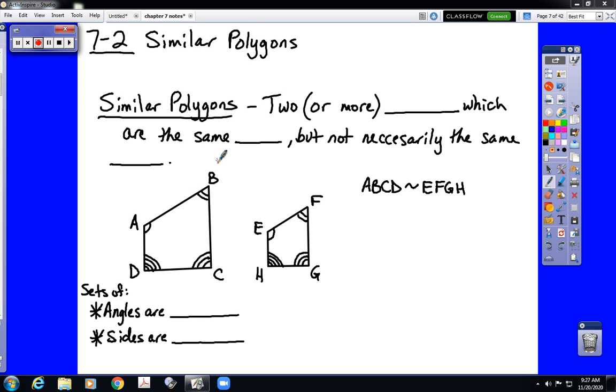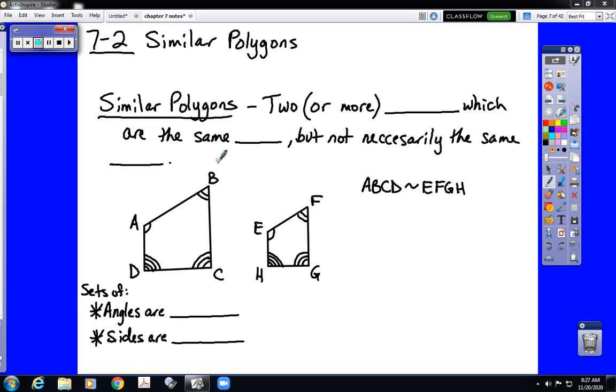Alright, ladies and gentlemen, welcome to the video notes for Chapter 7, Section 2 in your McGraw-Hill Geometry textbook covering similar polygons. This is the first of two videos for this section. This video will cover similarity in general, what a similarity statement tells us about a pair of polygons, and we'll show a few examples of how to use that information.